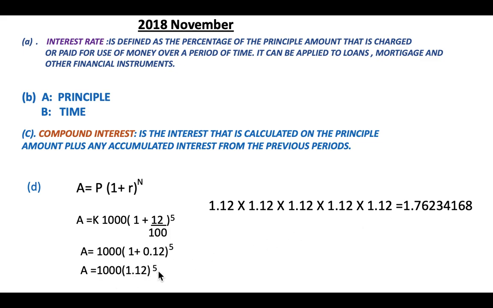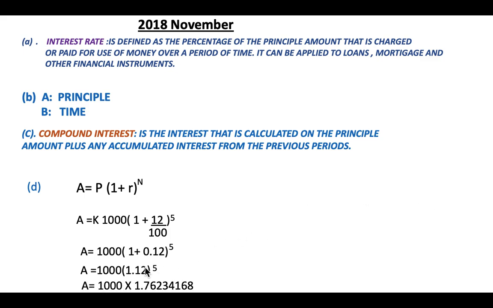Okay, upon doing that, you bring the actual value which you have found to this point. Okay, the power is gone. Now you multiply this value with the 1000. So you say 1000 times this value. So the 0s will cancel the decimal. So when you multiply this value with that one, you get 1762.34. So this is what you get for multiplying.